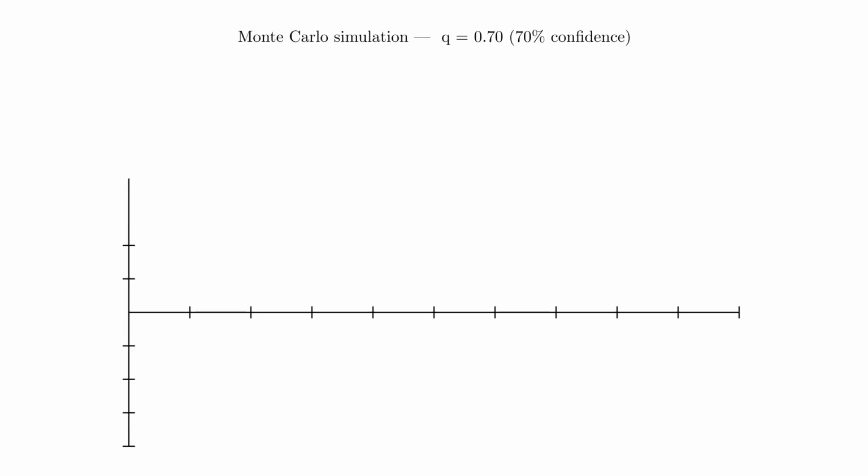Now that we've seen the theoretical curves, let us test three concrete staking strategies in a repeated experiment. We run a Monte Carlo with Q equals 0.7, a 70% signal, over 100 independent bets, and simulate many possible wealth paths. So we'll compare three strategies: half Kelly, Kelly, and 1.5 Kelly.